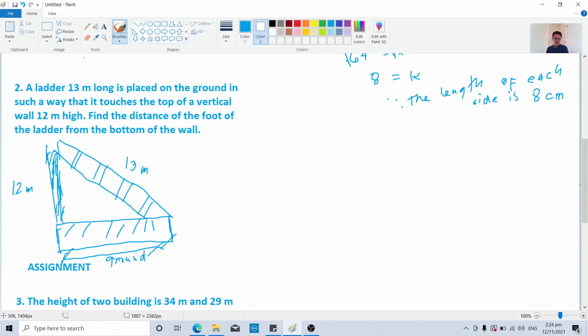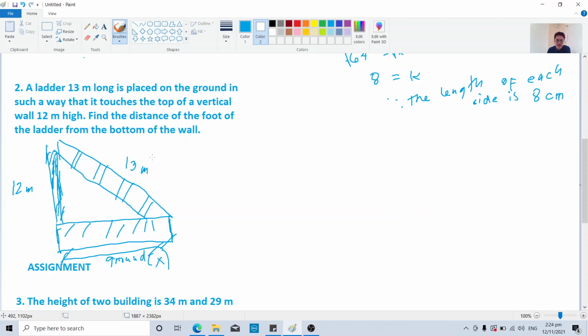Let's say that ground is x na natin. For example, x siya. Let the required distance be x meters. Hindi pa natin alam kung ilang meters siya. The wall and the ground form a right-angled triangle. The ladder is the hypotenuse. This is our hypotenuse, yung ladder natin of the right triangle.